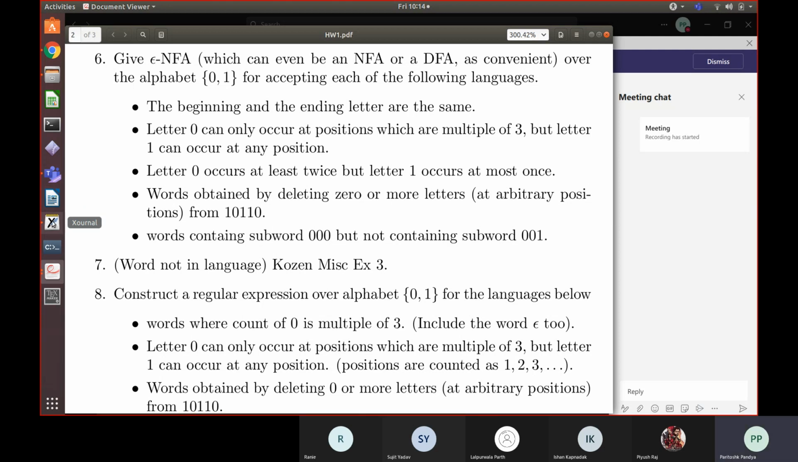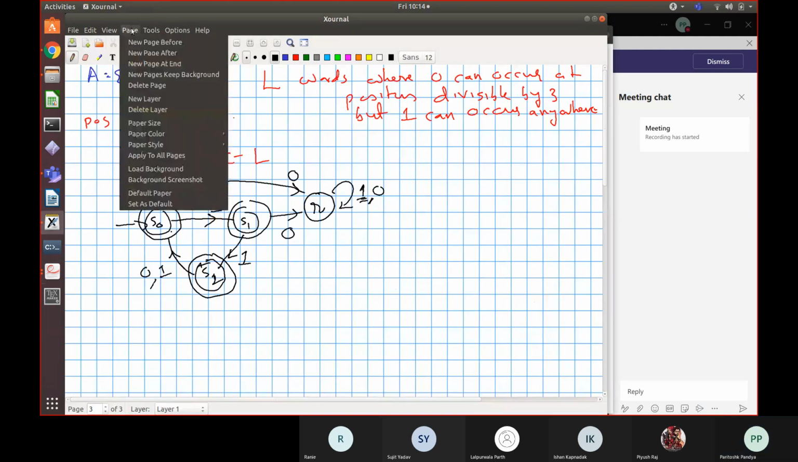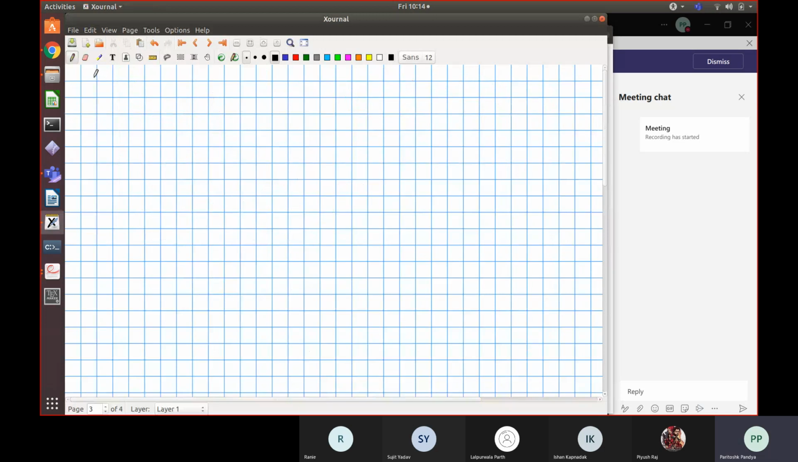So let's start. New page. This is 6C. 0 at least twice and 1 at most once. Oh boy.